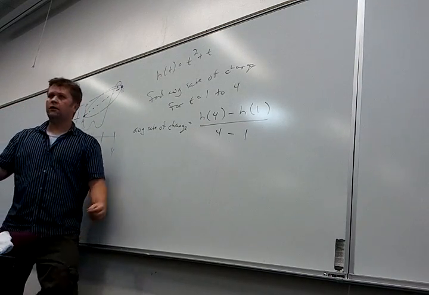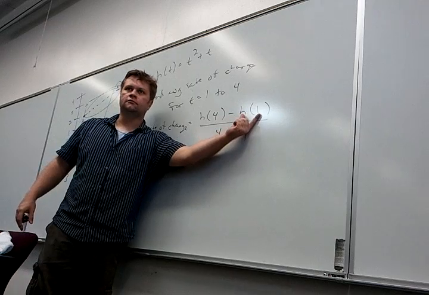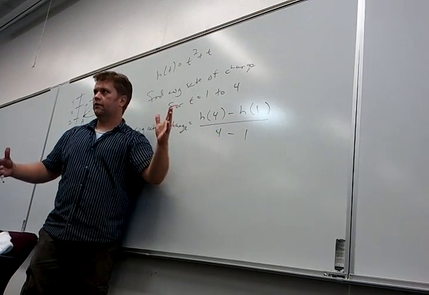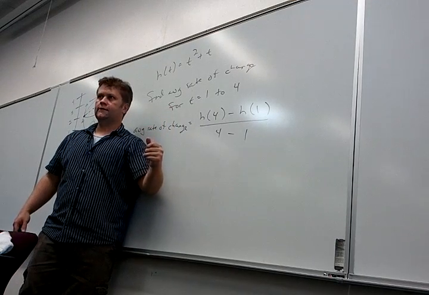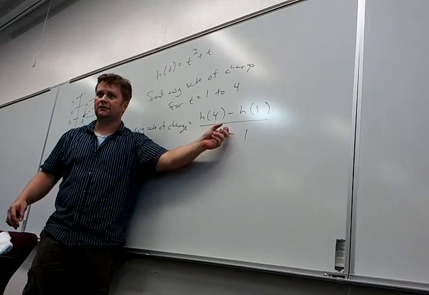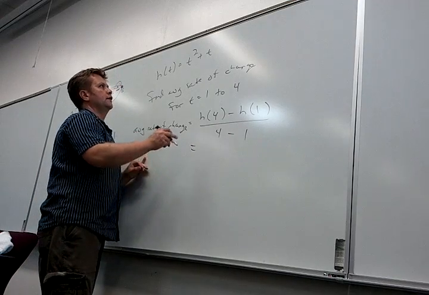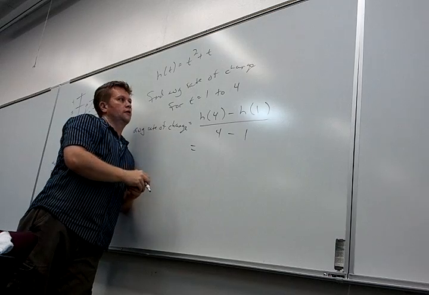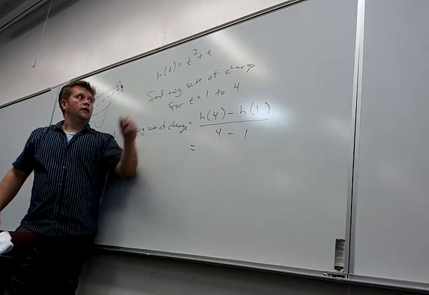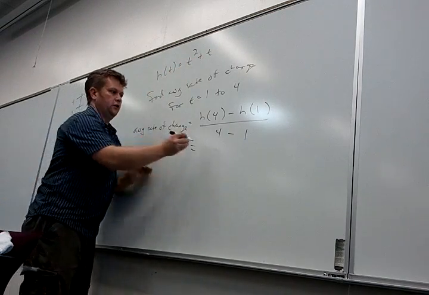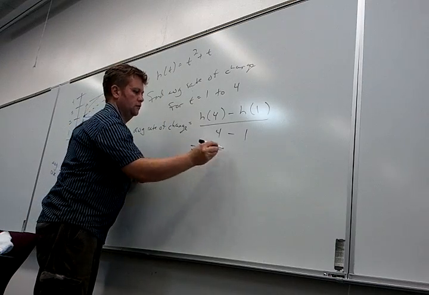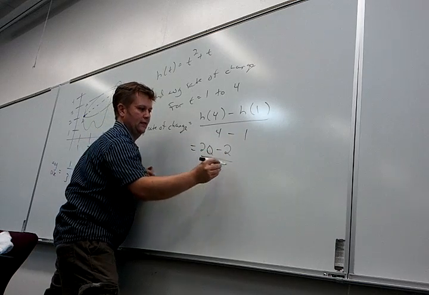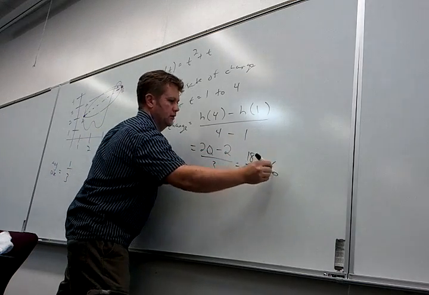Isn't that the slope formula? Y2 minus Y1, outputs, over X2 minus X1, inputs. Nothing new there. That'll be one of the first things you guys talk about in calculus. And then what do you get there on the top? What's H of 4? 20. 16 plus 4, 20. What's H of 1? 2. And then 4 minus 1. So 18 divided by 3, 6.